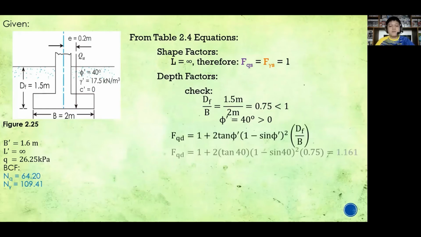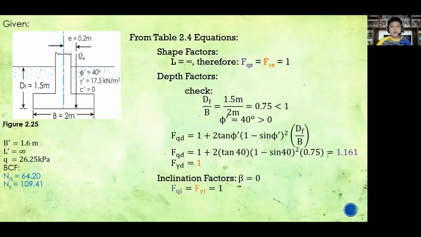For Fqd, that is now 1 plus 2 times tangent of 40 times the quantity 1 minus sine of 40 raised to 2, times our Df over B, which is 0.75. Again, if your Df over B is a group of decimal numbers, then just substitute the actual Df over B. So for Fqd, it is equal to 1.161. And for F gamma d, always it is equal to 1. For inclination factors, there is no inclination for this sample, therefore beta is 0. Fqi is equal to F gamma i, equal to 1.